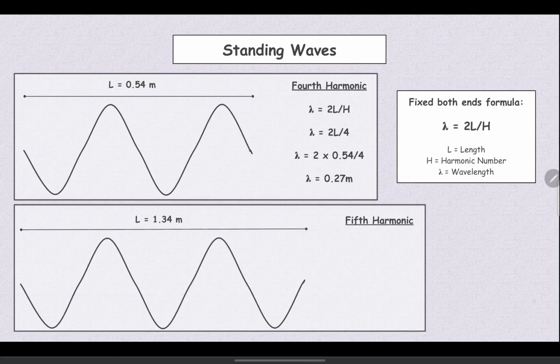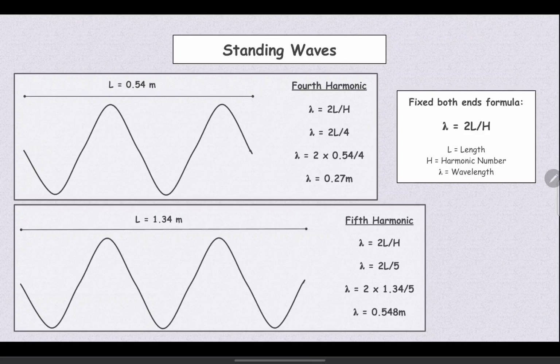And then for the fifth harmonic, you plug in the same numbers. This is the formula. What would H be? H would be 5. What would L be? Now this time L would be 1.34, as that's what the question states. And stick it into a calculator. Boom, 0.548. And for standing waves, that is a great bit of starting knowledge.